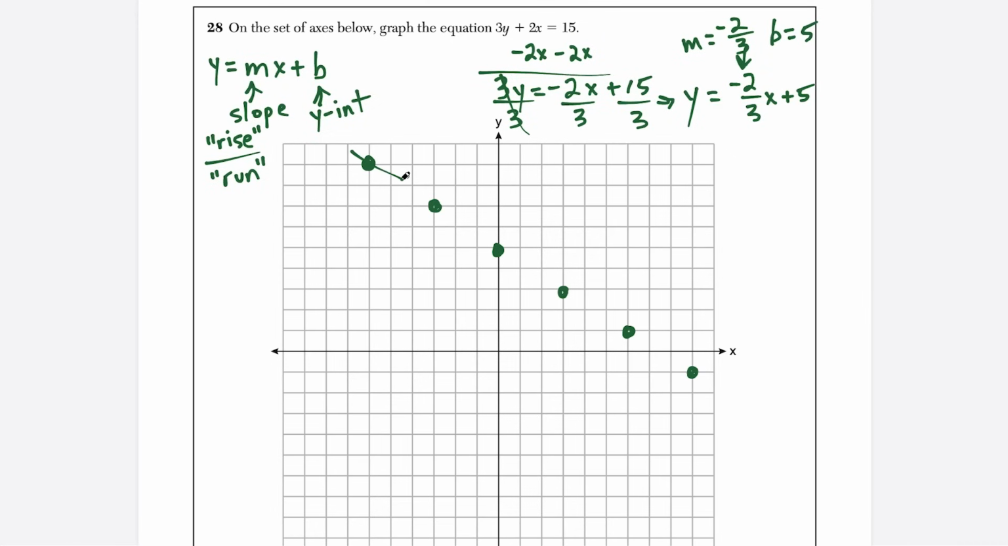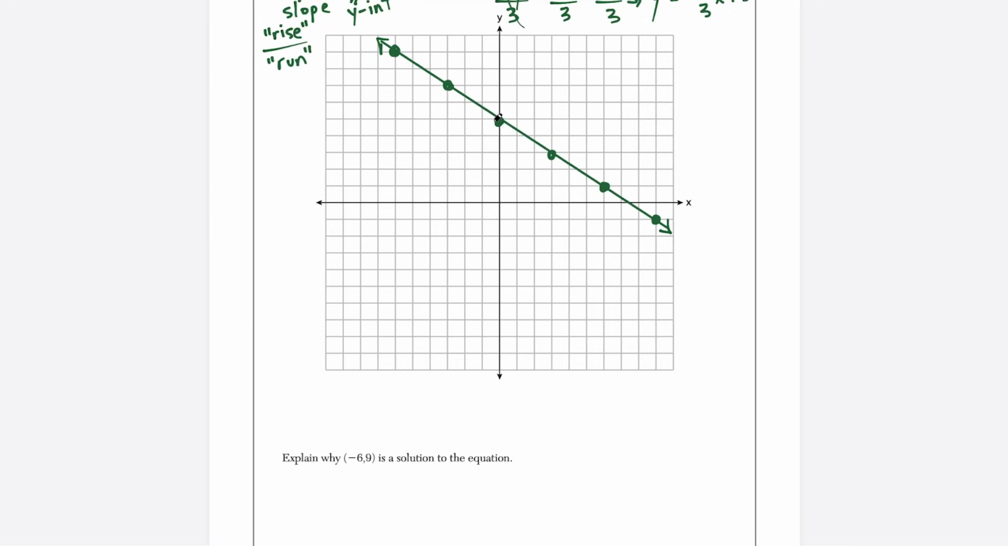So now I'm just going to connect all of these. So we just draw in this line like this, and I'll put an arrow at both ends of the line. So here is our graph of this equation. Now, one thing I like to do just to be safe is I'm going to label this graph. So this is the graph of 3y plus 2x is equal to 15. So I'm just copying down the original equation.